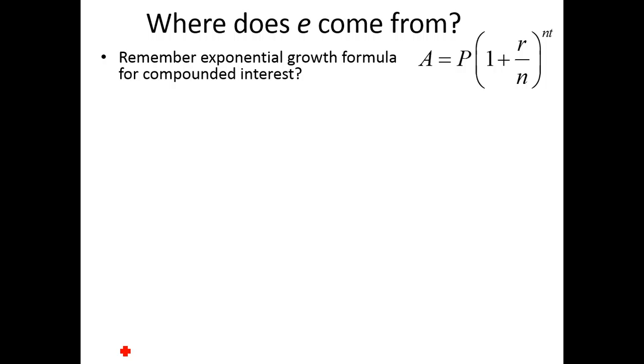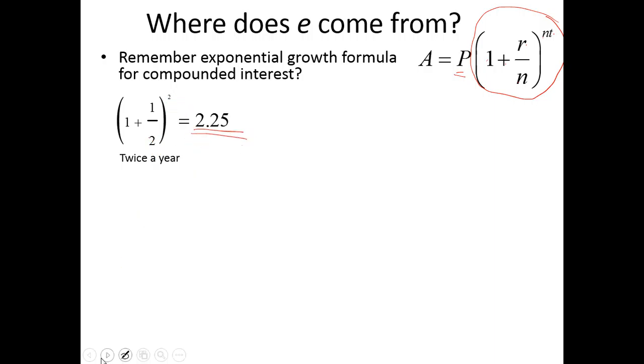So where did E come from? Well, let's think about that exponential growth formula for compounded interest that we were working with. The amount after time is the principal or the starting amount, times 1 plus the rate divided by the number of times it's compounded per year, raised to the number of times it's compounded per year times time. So as we increase the compounding time, if you will, let's say I do this compounding twice a year, and I calculate just this parenthesis part here in a calculator, twice a year, so the n would be 2, and we look at that for 1 year, we get 2.25.